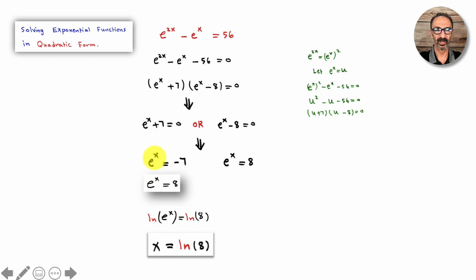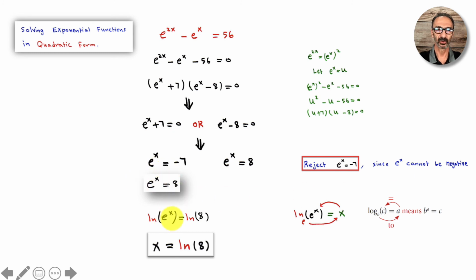Now let's confirm why we're not taking this. We're going to reject e to the x equals negative 7, since e to the x cannot be negative. And this right here, if you don't want to bring the x up front and call it ln e equals 1, you could read this differently as e to the power what equals e to the x. That should be x. So this whole thing on the left is just x. All right, I think that should do it for this problem.